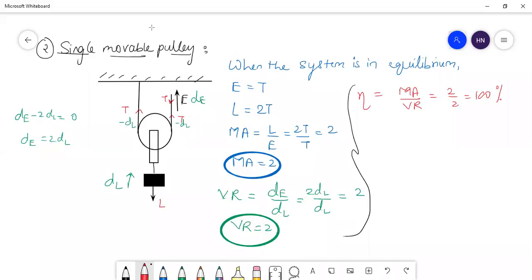So again, here it is not being used for anything, but here the direction is the same. The load is also moving up, your effort is also moving up. But if you talk about the mechanical advantage, you can say that your load value is twice the effort. Any doubt you have, just ask, or else you can just copy it down.